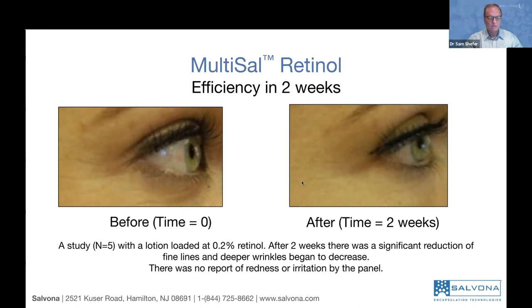OK, go in. We know the value of retinol. We know the problems of using retinol, and we know that we have a solution by encapsulating retinol. We can keep it stable and not irritating and still very active. The next question that we're going to address is how to use it, how to formulate a finished product with multicell retinol.